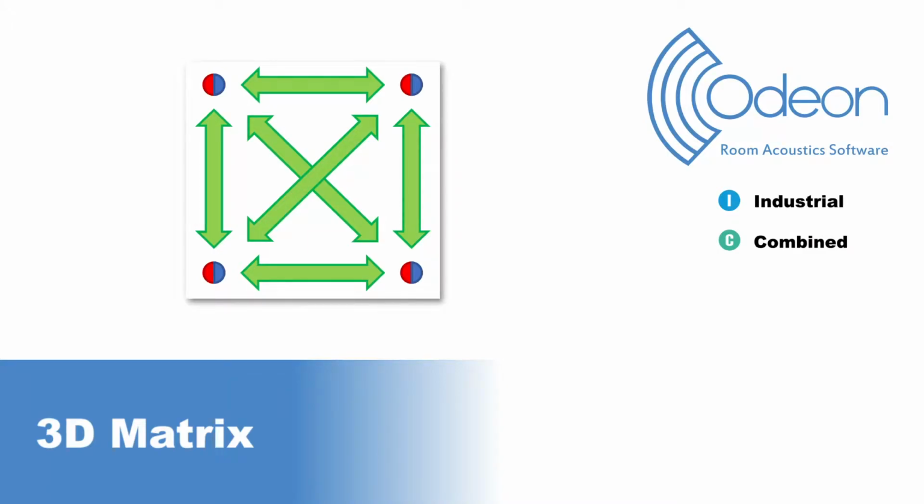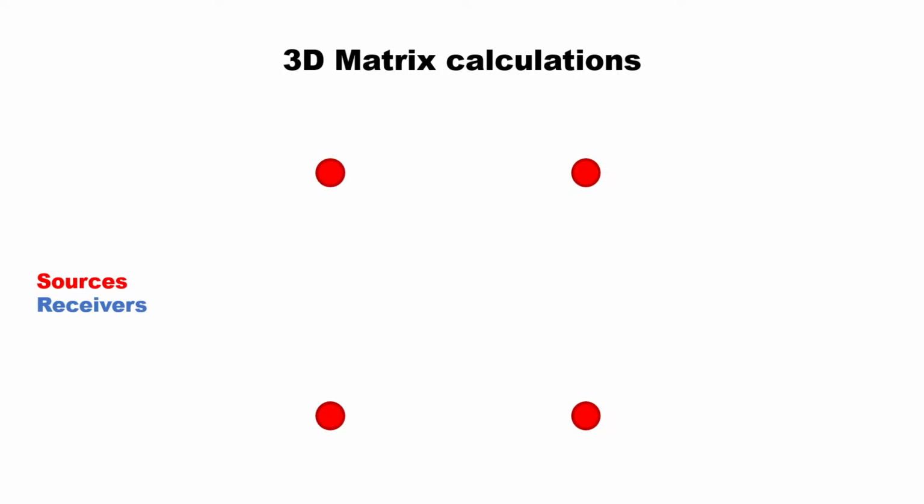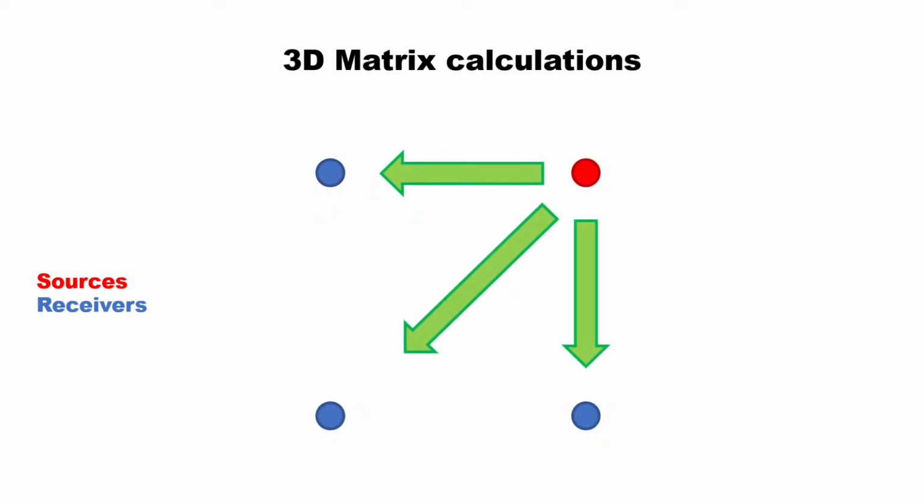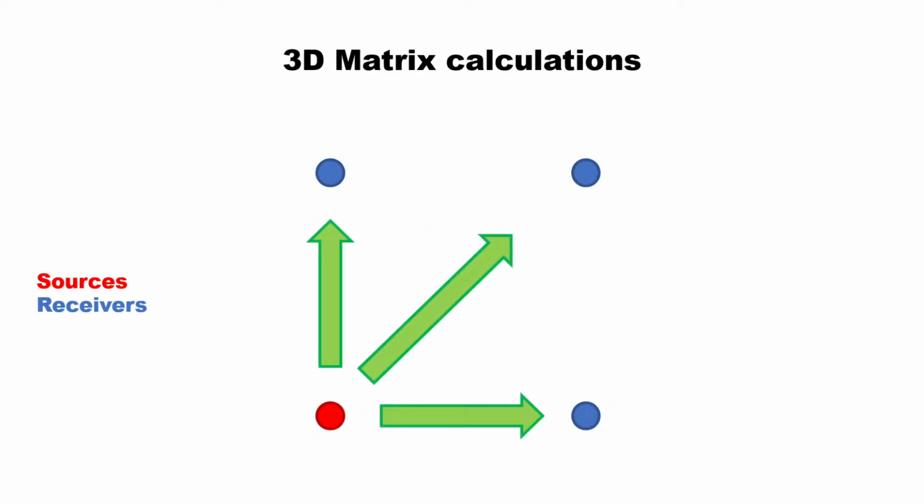In this video, we will talk about 3D matrix calculations, available in editions Industrial and Combined. 3D matrix is a calculation that takes all of your point sources and calculates the impulse response from each source to every other source, which will be acting as receivers.